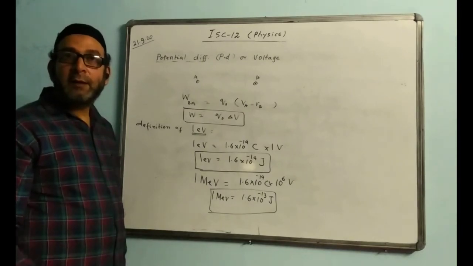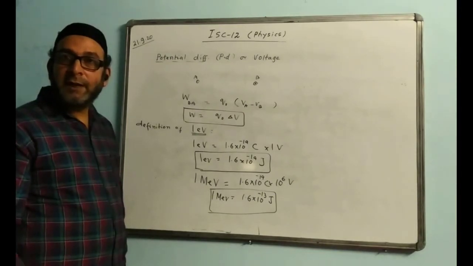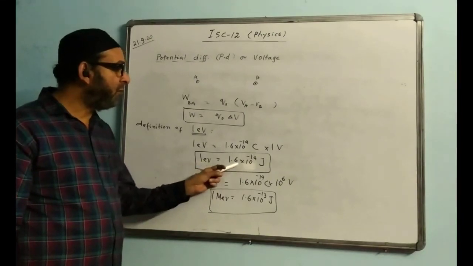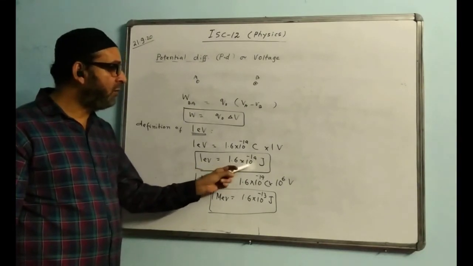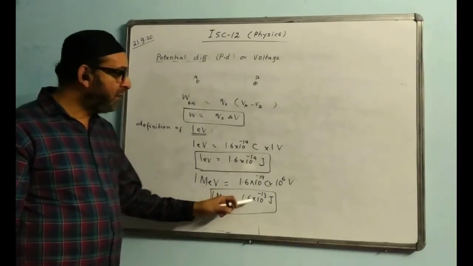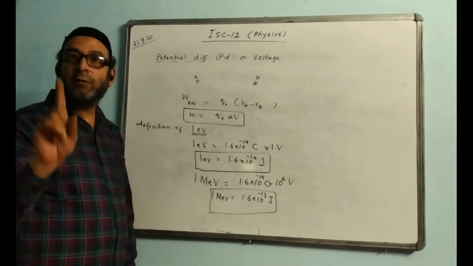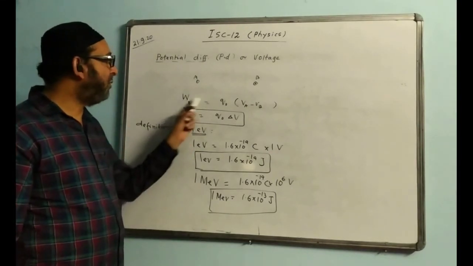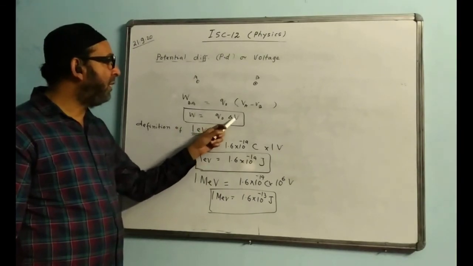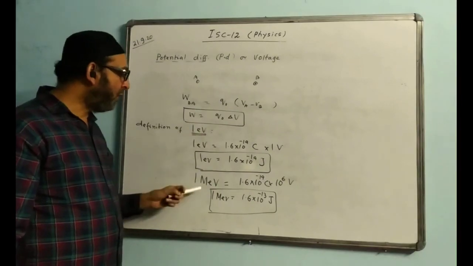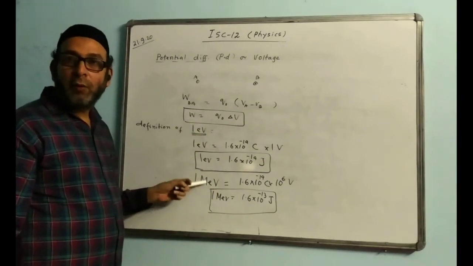It is a unit for either work or the amount of energy gained by an electron. 1 eV is related to the SI unit by this relation: 1.6 into 10 to the minus 19 joule. 1 mega electron volt will be 1.6 into 10 to the minus 13 joule. Electron will always be 1, only the value of voltage will change. So these things are related. W is equal to Q naught delta V. So using this equation, we are finding the definition of electron volt and mega electron volt.